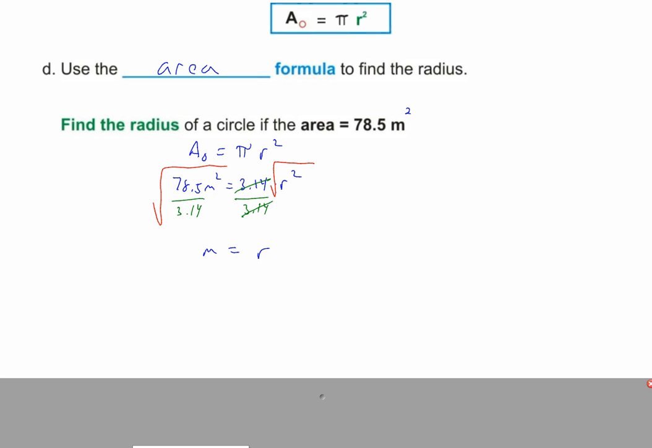Again, make sure you take the square root on that. I made it nice. This one is nice and even. You get 5 meters.